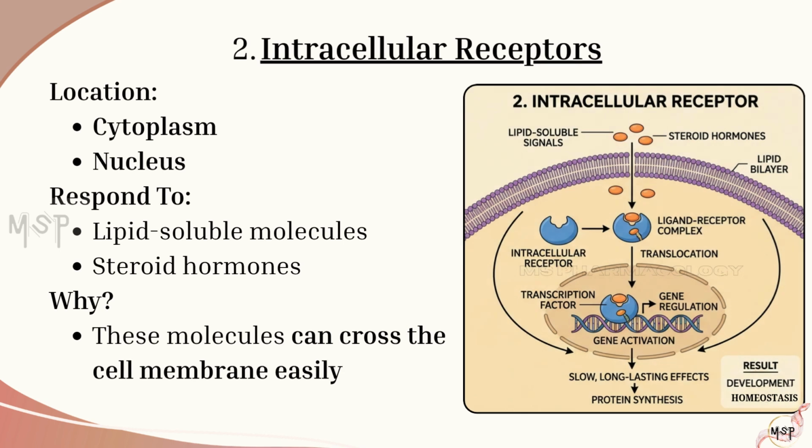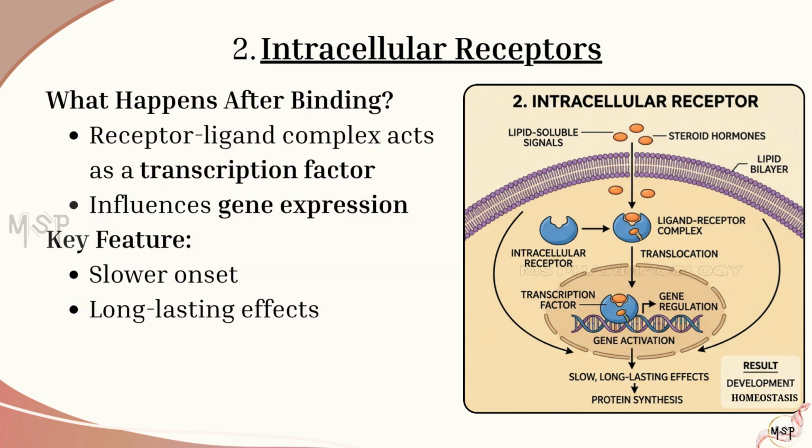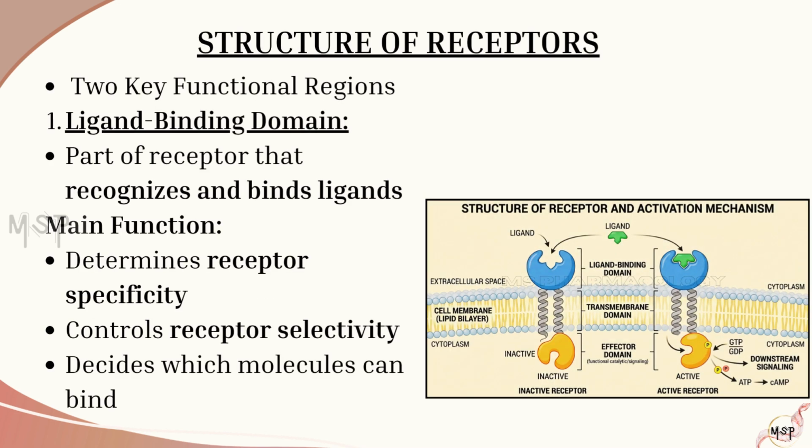Next, intracellular receptors. Some receptors are located inside the cell, either in the cytoplasm or the nucleus. These are known as intracellular receptors, and they typically respond to lipid-soluble molecules, such as steroid hormones, that can easily cross the cell membrane. Once the ligand binds, these receptors often act as transcription factors, directly influencing gene expression. So instead of producing a rapid response, they create slower but long-lasting effects.